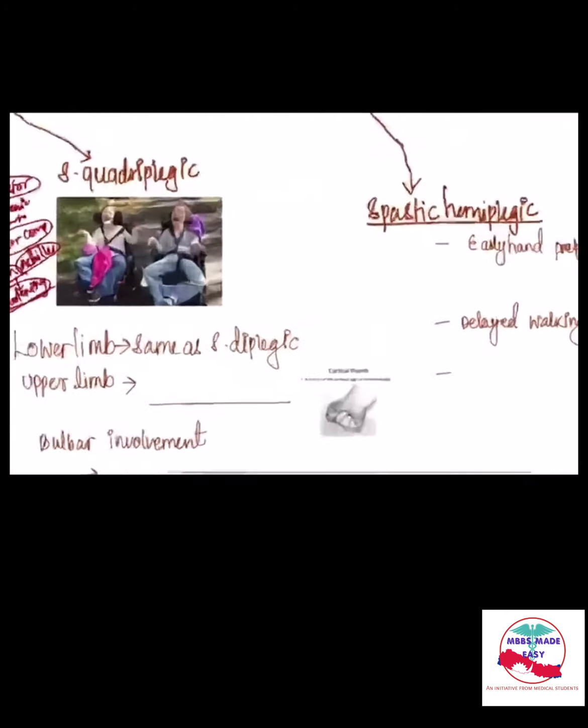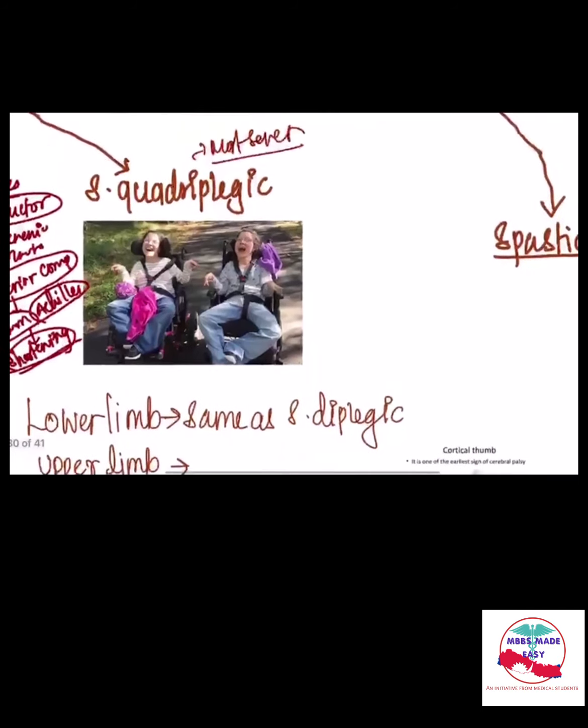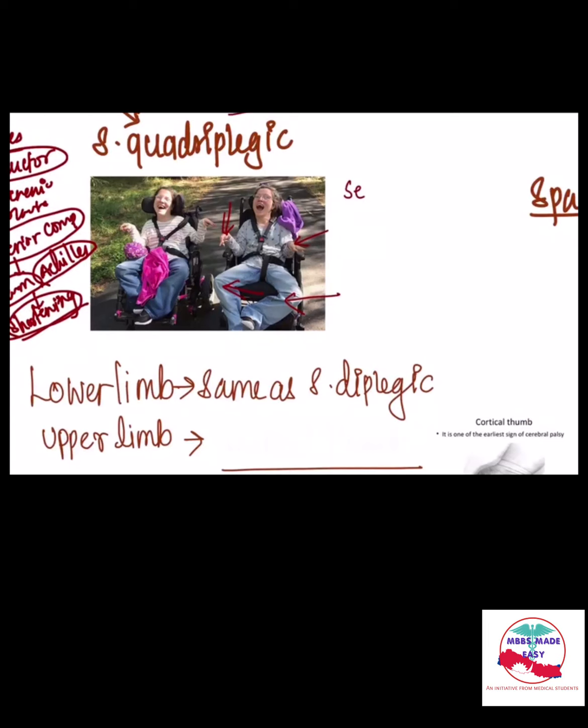Okay, now let's talk about spastic quadriplegic. We know that spastic quadriplegic is the most severe form of cerebral palsy. You can see here that there is involvement of both the upper limb as well as the lower limb, and that is the reason why it is most severe. Not only that, it is most severe because it is associated with seizures, mental retardation, and bulbar palsies like dysarthria and dysphagia, as well as involvement of the oculomotor nerve.